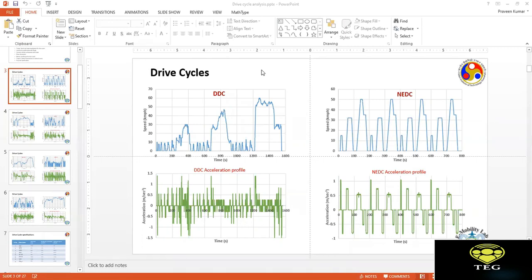If you have a vehicle and you want to fit a drivetrain into the vehicle, then you need to take care about the traffic conditions in which the vehicle will predominantly work. So for example, if you take a European car which has a drivetrain suitable for European driving conditions and put that in Delhi's traffic or in New York's traffic, it won't be successful.